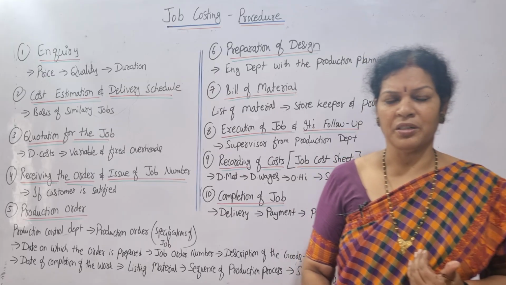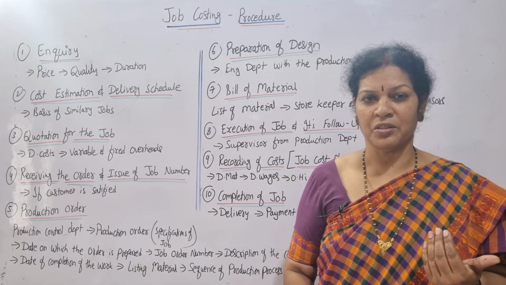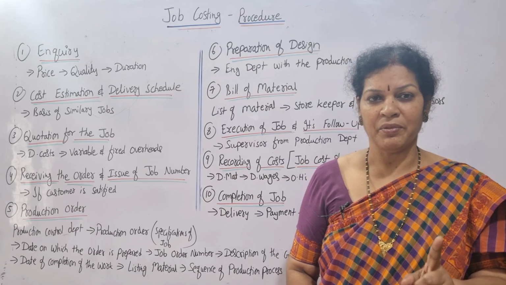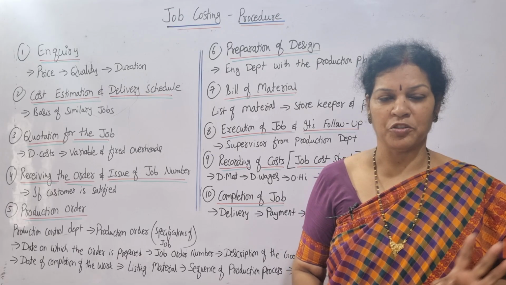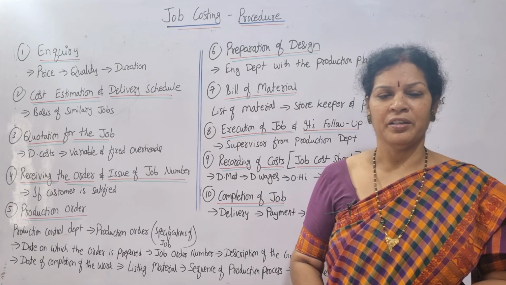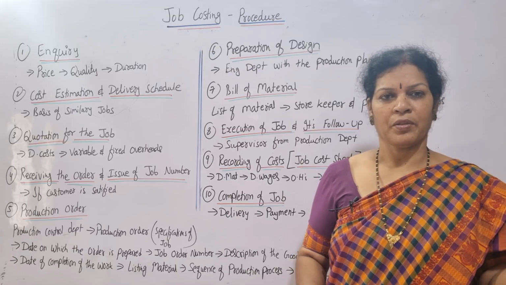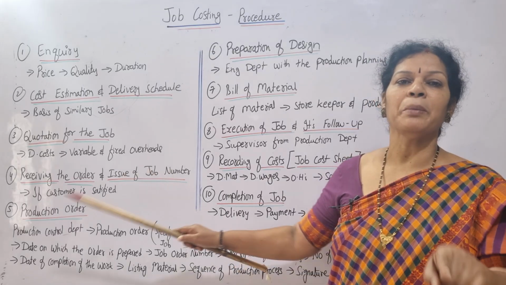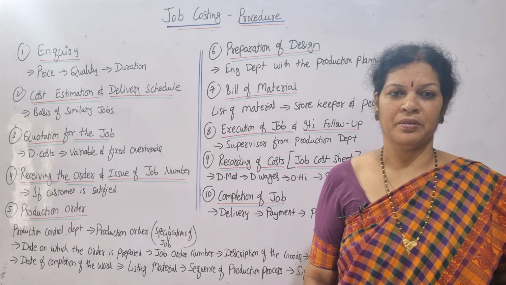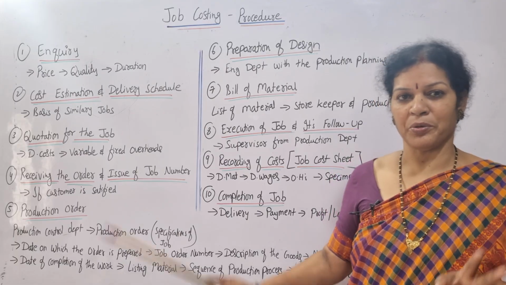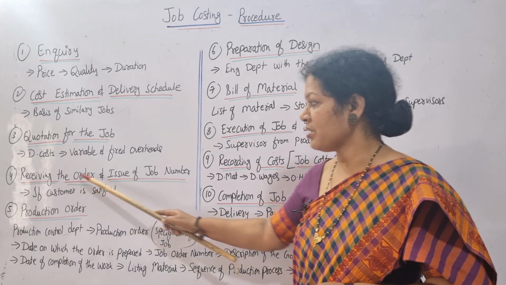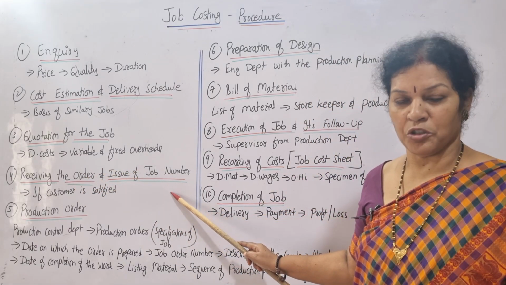Once we get the job from the customer, we have to allocate a job number. Job number 3567 or any number according to our serial. So we allocate a job number to that particular job, that customized job. So this is receiving the order and issuing the job number.